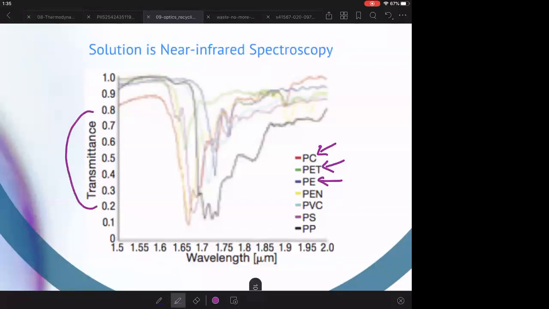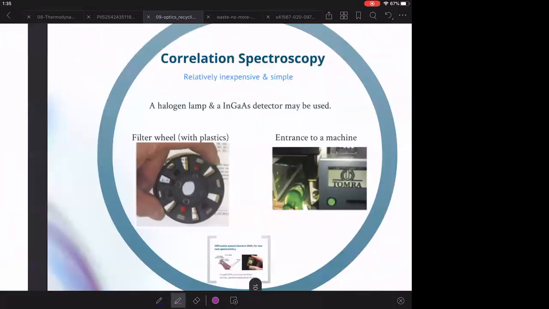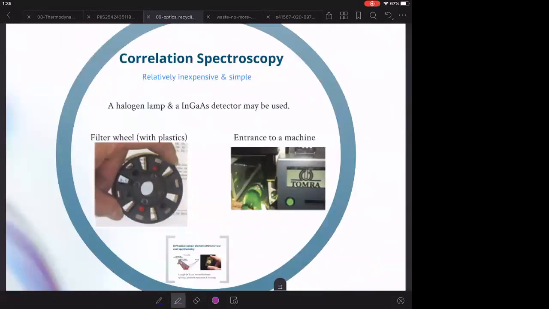So this is transmittance through this plastic as a function of wavelength or color. This is in the near infrared, so it's about 1.5 microns. So you can see they have these different signatures. By measuring the signature, you can very quickly say what kind of plastic it is. And there's lots of technologies which do this. I won't go through this in any great detail.